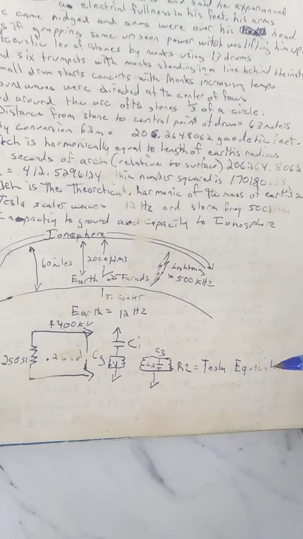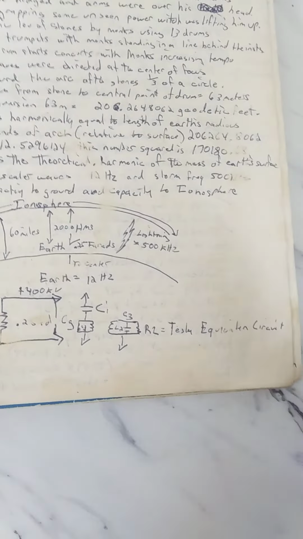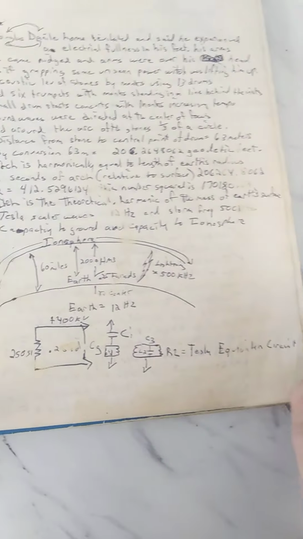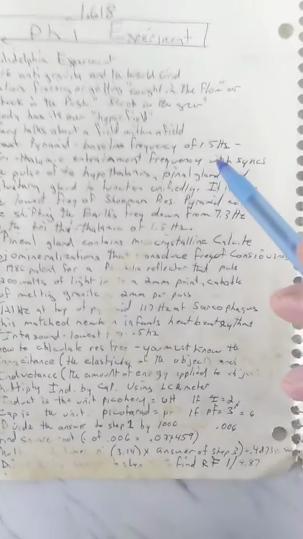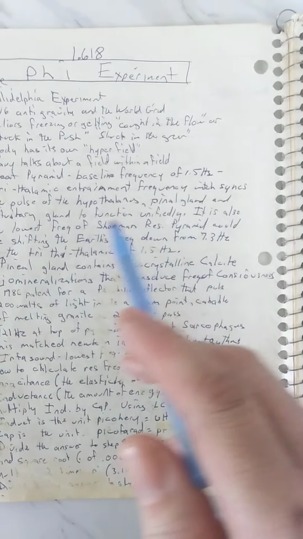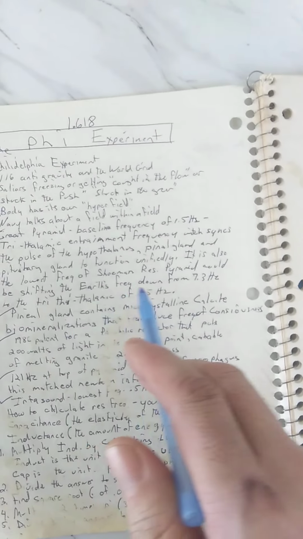Like I said, it's just using the ionosphere and the ground just like capacitor plates. And this is your Tesla equation circuit. So that's how this whole thing is working. It's just about getting everything in resonance and frequency. The Great Pyramid has a baseline frequency of 1.5 hertz, the theta entrainment frequency, which syncs the pulse of the hypothalamus, the pineal gland, and the pituitary gland to function in unison. It also is the lowest frequency of Schumann resonance.